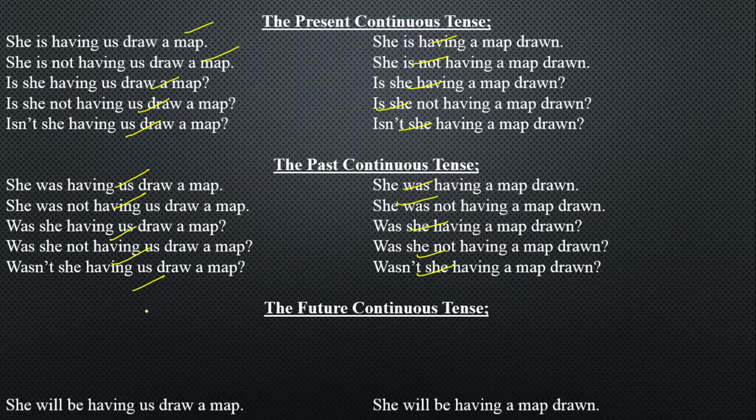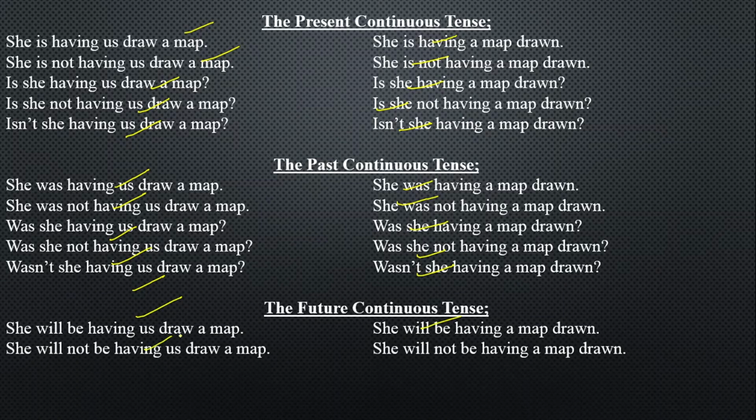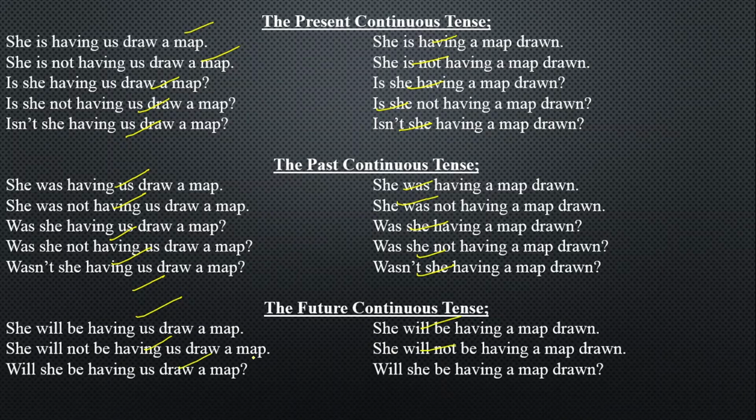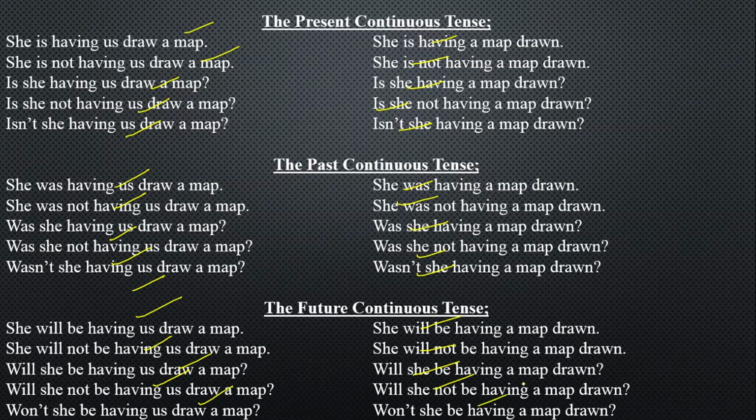She will be having us draw a map. She will be having a map drawn. She will not be having us draw a map. She will not be having a map drawn. Will she be having us draw a map? Will she be having a map drawn? Will she not be having us draw a map? Will she not be having a map drawn? Won't she be having us draw a map? Won't she be having a map drawn?